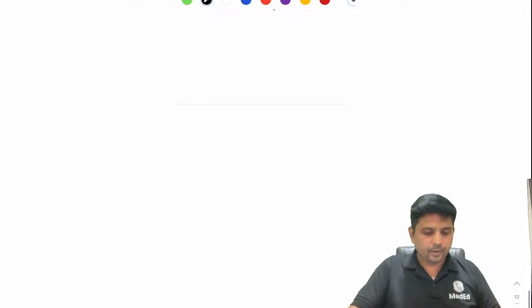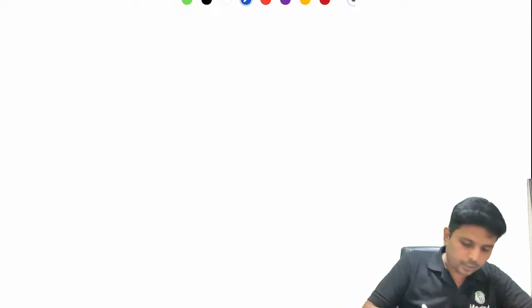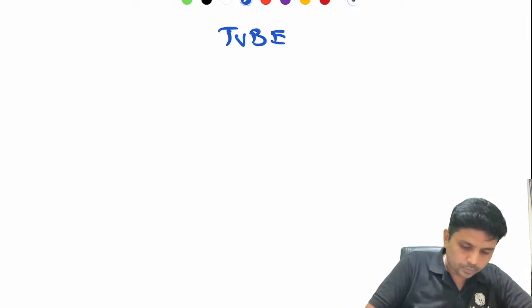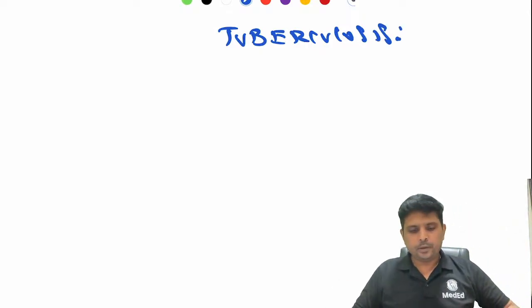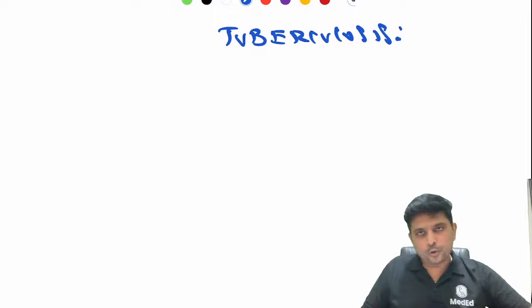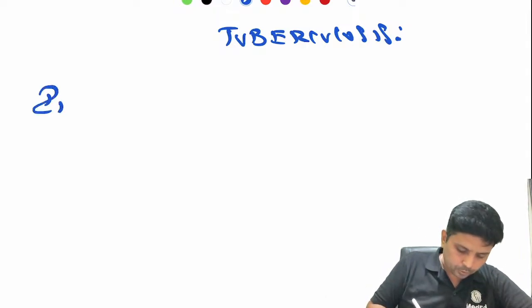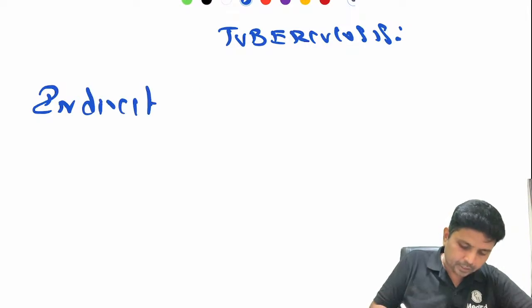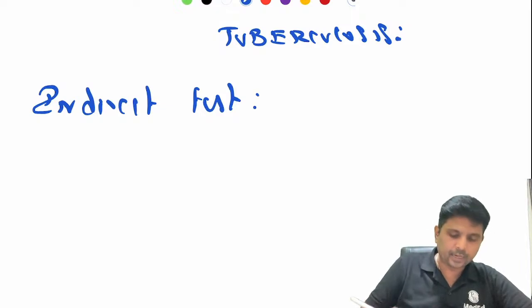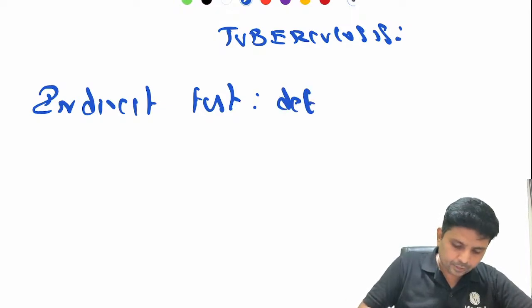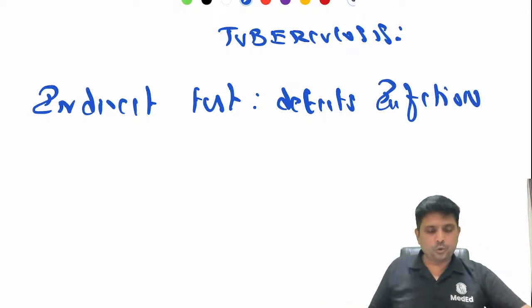So finally, let's talk about tuberculosis. Okay. You all know in India it is very common to have tuberculosis. In tuberculosis, you have indirect tests and then direct tests. So what are all the indirect tests? Indirect tests detect infection, not disease.